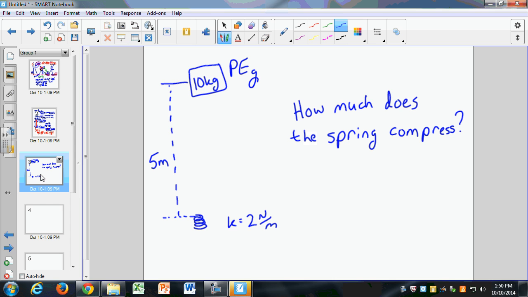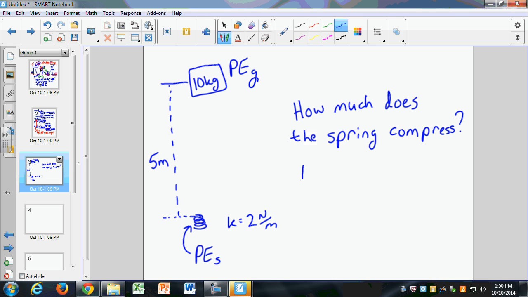So at the bottom, what kind of energy will I have? You have the spring. Okay, I have the spring potential. Now you're right in saying that there's kinetic energy, but then it hits the spring and it stops, so the kinetic energy goes away. So at the bottom, I just have potential energy of the spring. Y'all follow me on this? This is sort of the reverse of the rubber band problem.